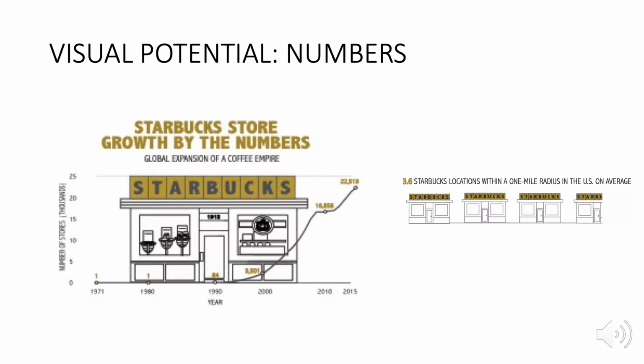My second numbers display shows the average number of Starbucks locations within a 1-mile radius in the United States. For this display, I used an isotype chart that depicts 3.6 Starbucks stores. While it does not compare the number of Starbucks locations to, for example, another coffee chain's number of locations, it is still a numbers display because the viewer is able to visually count the number of Starbucks stores in this section.